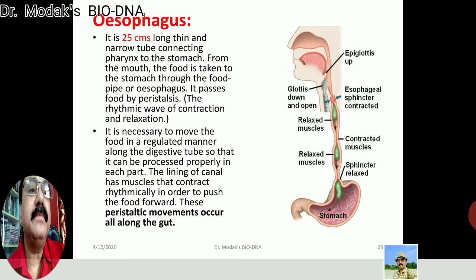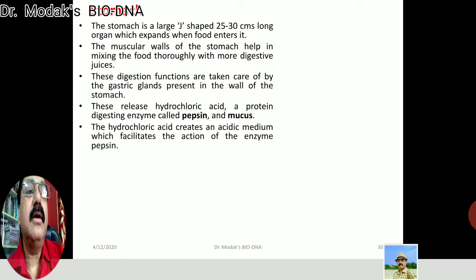So what is the stomach? If you see in the digestive system, the stomach is a very large bag, about 25 to 30 centimeter long. It expands when the food enters it because it is made up of very thick muscles. The muscular walls of the stomach help in mixing the food thoroughly, that we call churning of the food, for mixing the digestive juices secreted by the stomach wall.